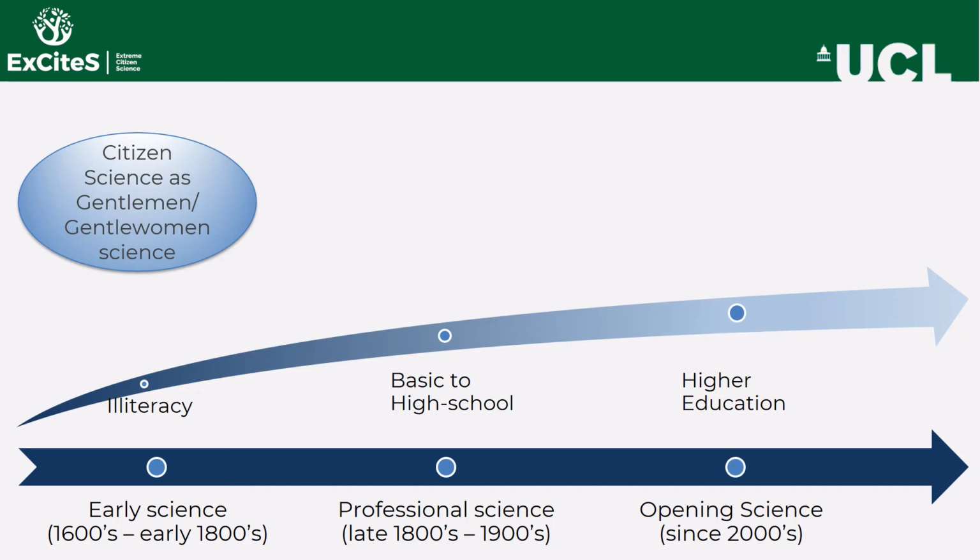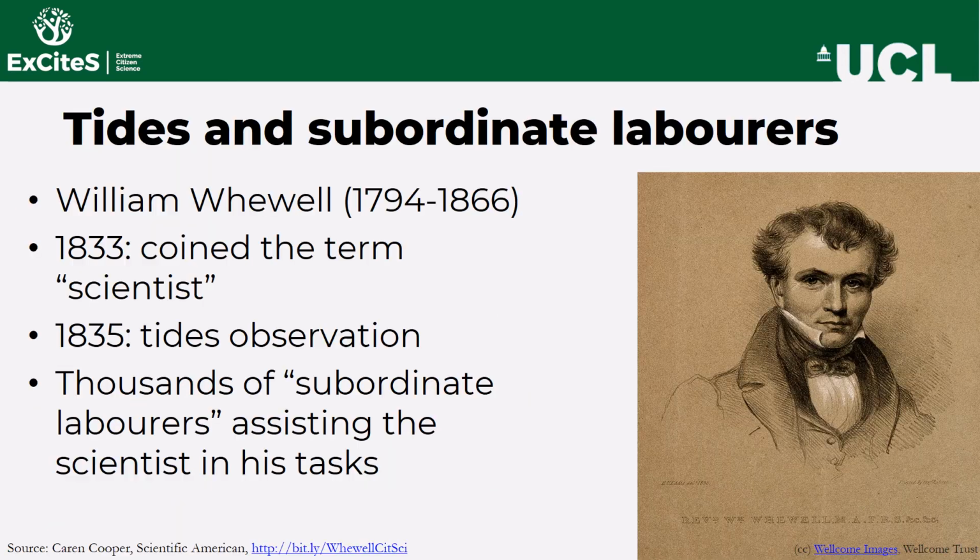And in this way, all scientists were citizen scientists. But some examples do provide us a clearer definition of what was happening in the period. An example of it is the work of William Whewell, who actually coined the term scientist in 1833.